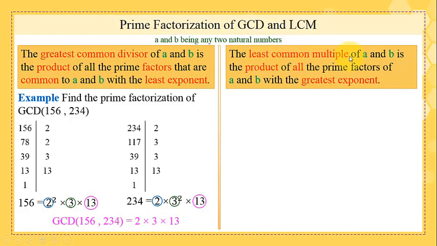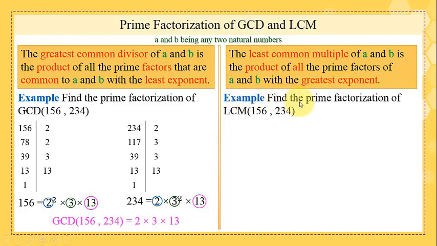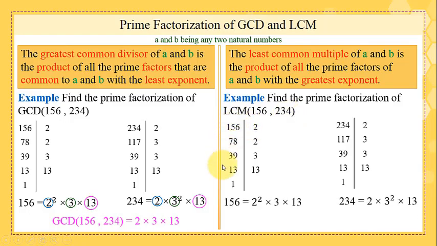The least common multiple of a and b is the product of all the prime factors of a and b with the greatest exponent. Example: find the prime factorization of the least common multiple of 156 and 234. Also, we should find first of all the prime factorization of 156 and the prime factorization of 234.